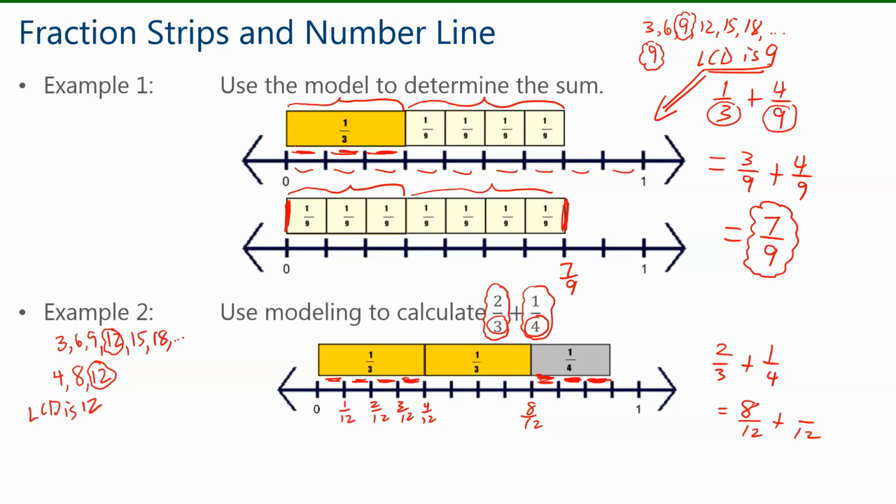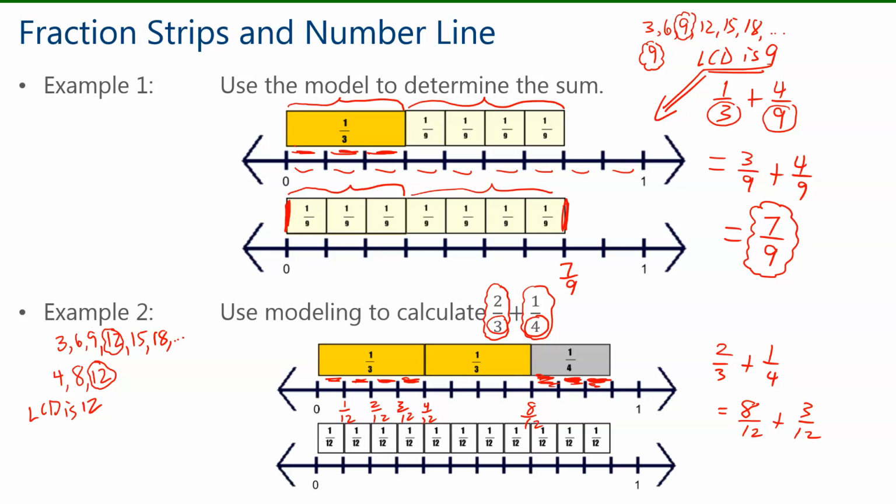For the 1/4, like I said, that covers off 3 of those equal sections of the 12. And that gives me from 0 right up to 11/12. So what have we just discovered? Well, 2/3 plus 1/4, which is the same as 8/12 plus 3/12, gives us 11/12. And that is in simplest form.